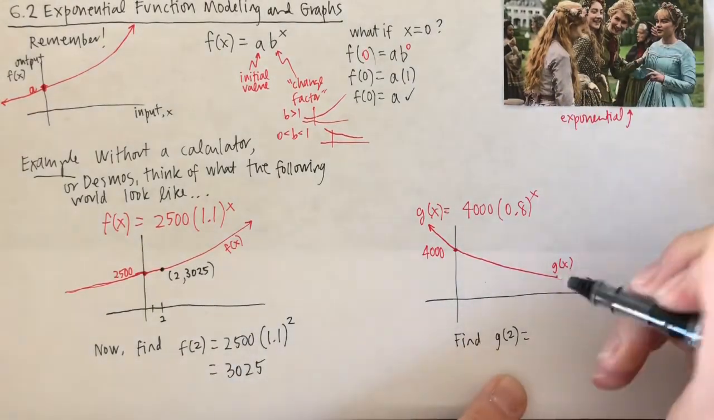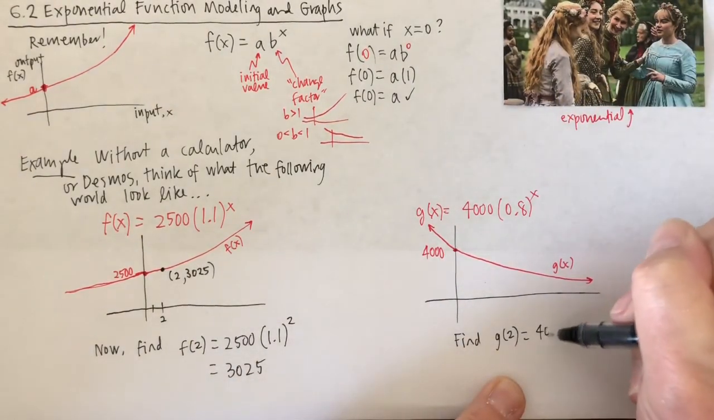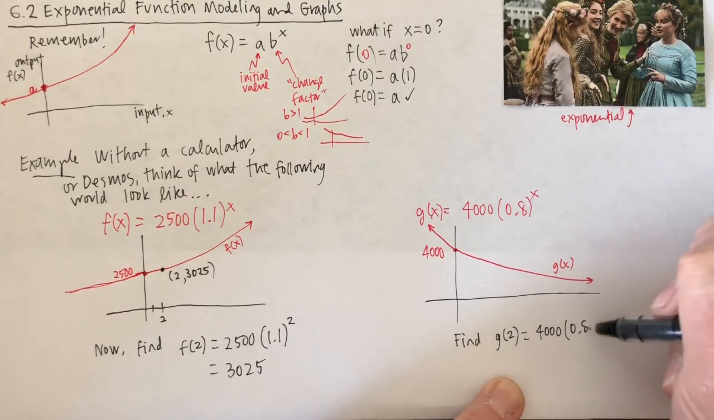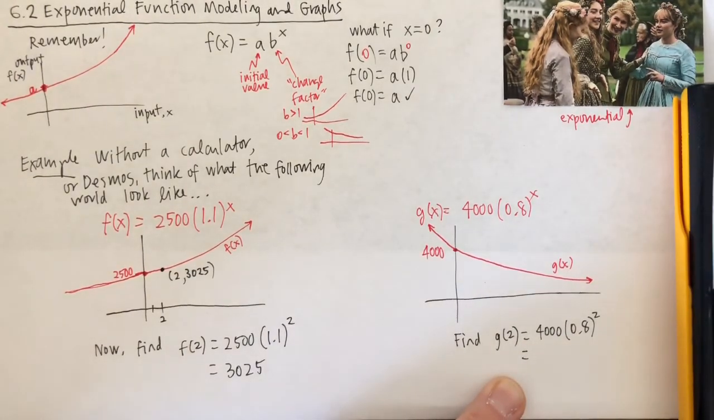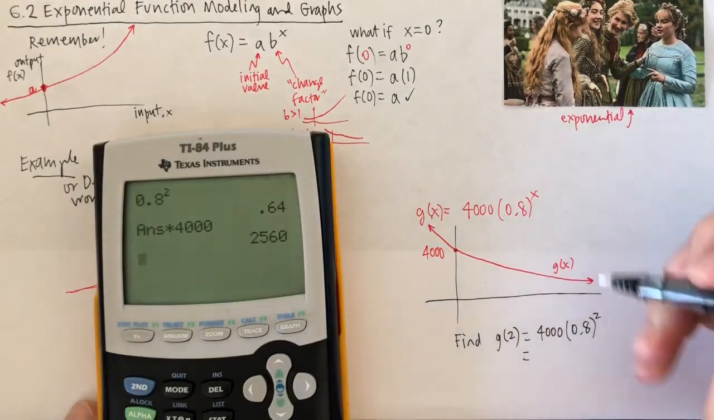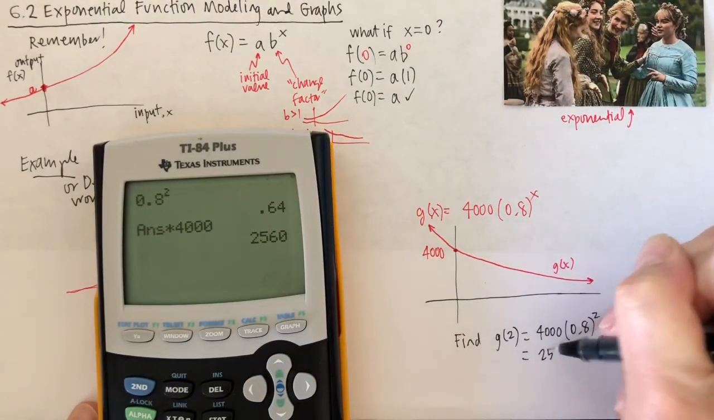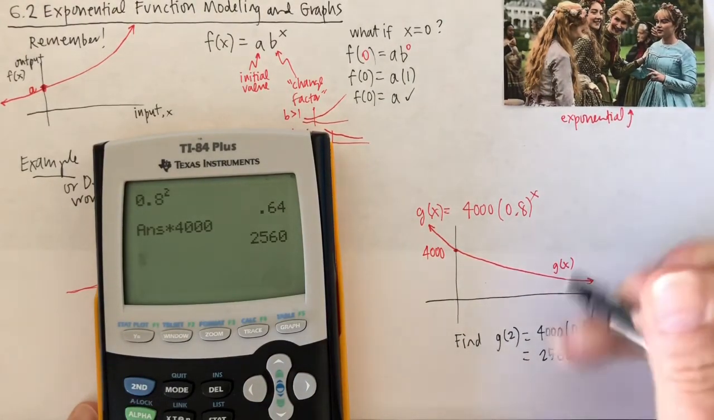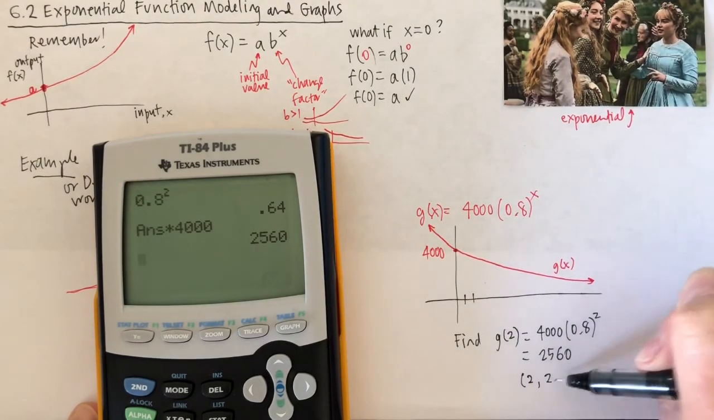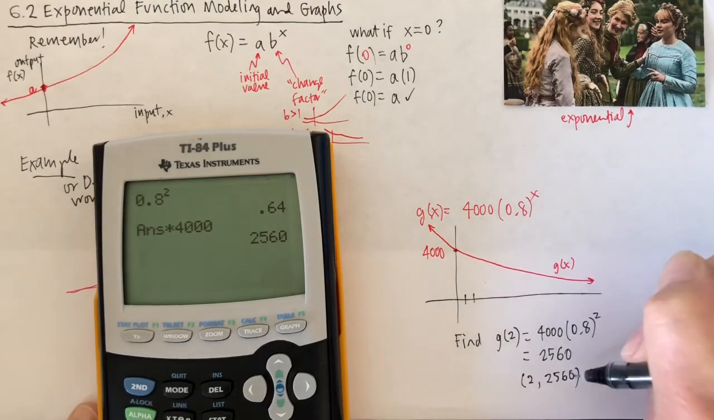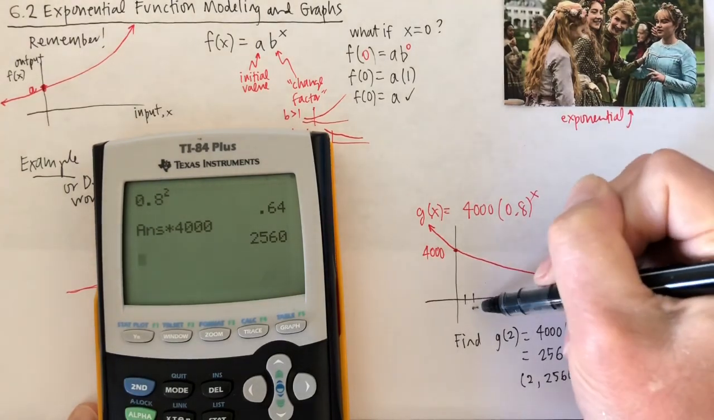Let's try this one. g of 2 is going to be 4,000 times 0.8 squared. 0.8 squared times 4,000 is 2,560. So on this graph, we're going to see the point (2, 2560). Here's 2.